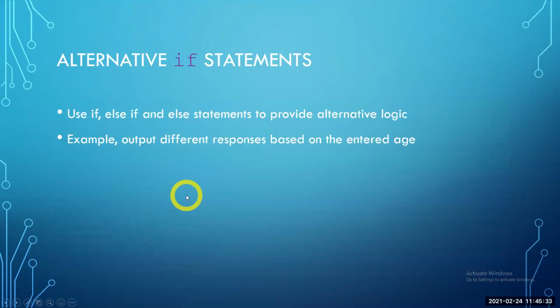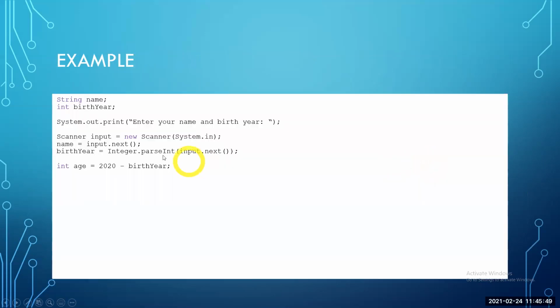We also have something called alternative if statements. So if, else if, else. So we can check for different operations. For this example, we output different responses based on the entered age. What we're doing is reading in the birth year, then calculating that person's age. Again, I wrote these slides last year, so 2020 was the most recent year.